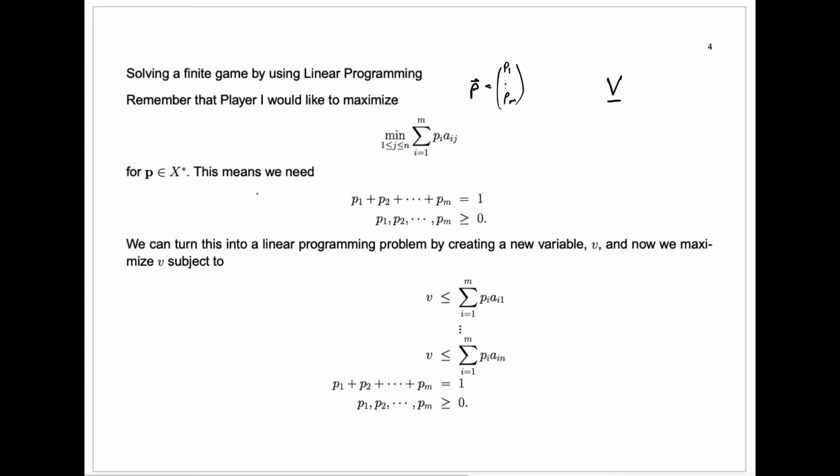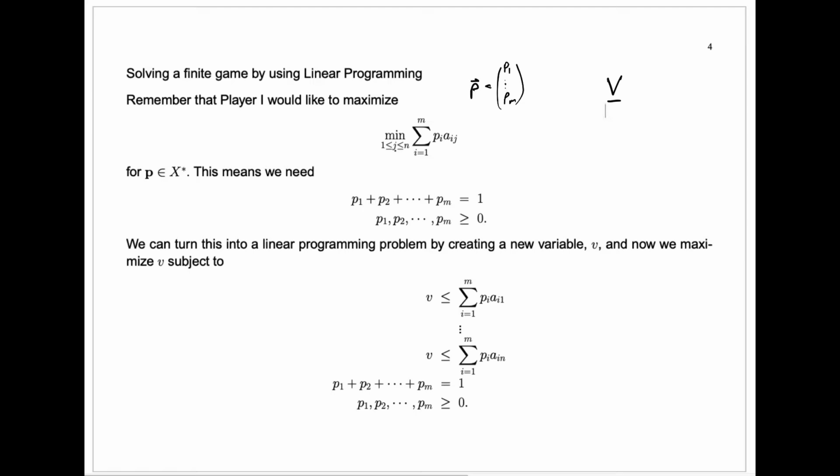Now, I'll remind you that in order to have this all make sense, for player 1, this column vector p has to be a probability vector, so the sum p1 plus p2 up to pm has to be 1, and of course all of these probabilities have to be greater than or equal to 0. It's not, as I said, already a linear programming problem because this isn't just a linear inequality. This has this weird minimizing function in it.